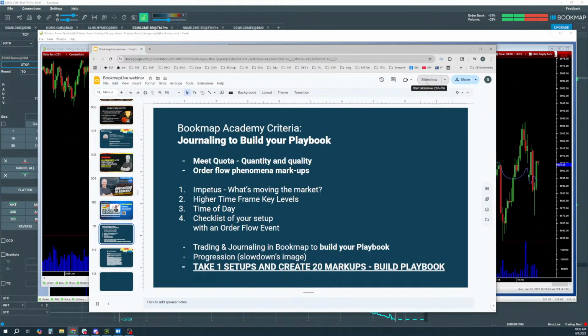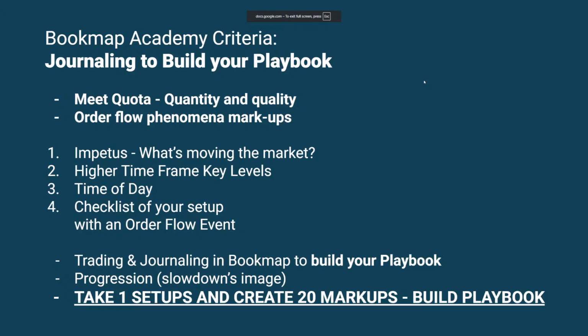The issue right here, though, is to put our playbook together and our criteria, and this is what we use for the Bookmap Academy. Okay, 1, 2, 3, 4. Impetus, number one: what's moving the market? We want to know that. This makes our life much easier. This is way before any setup. Also, our key high-level time frames. Where are they? We should mark those up.